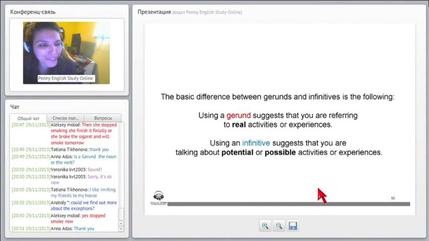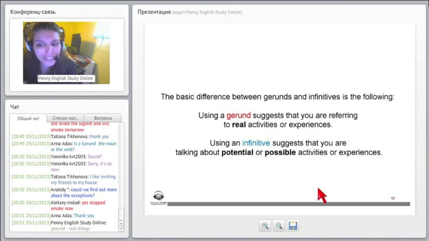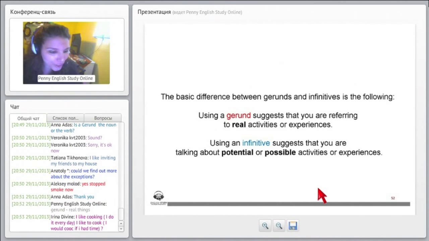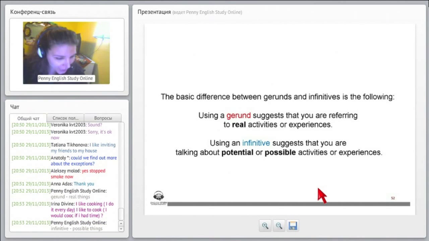So the main thing that you need to know about a gerund and infinitive is this, okay? With a gerund, real, right? With real things, and infinitive with possible things. So that's how you can remember it, right? Gerund with real things, and infinitive with possible things.